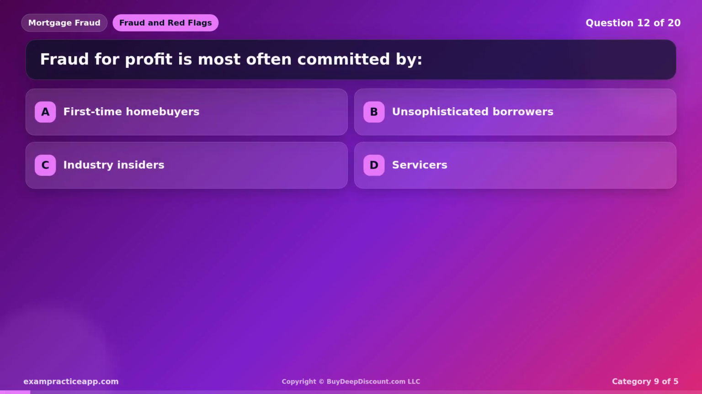Question 12. Fraud for profit is most often committed by option A, first-time homebuyers, option B, unsophisticated borrowers, option C, industry insiders, option D, servicers. Take a moment to choose your answer. The correct answer is option C, industry insiders. Explanation. Fraud for profit is typically committed by professionals.